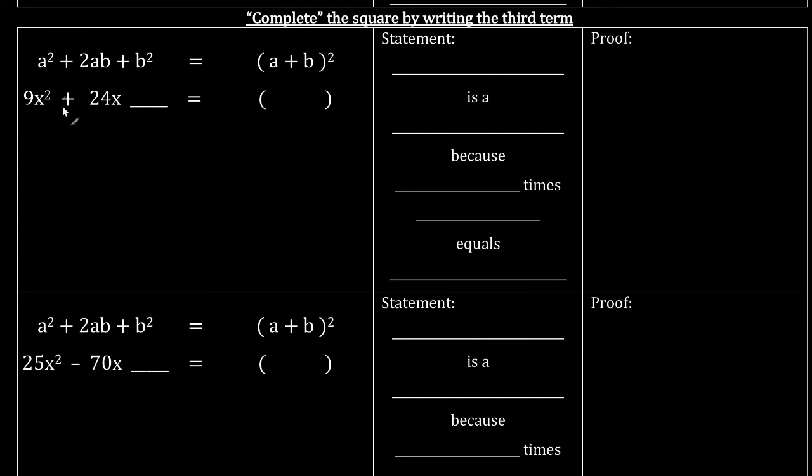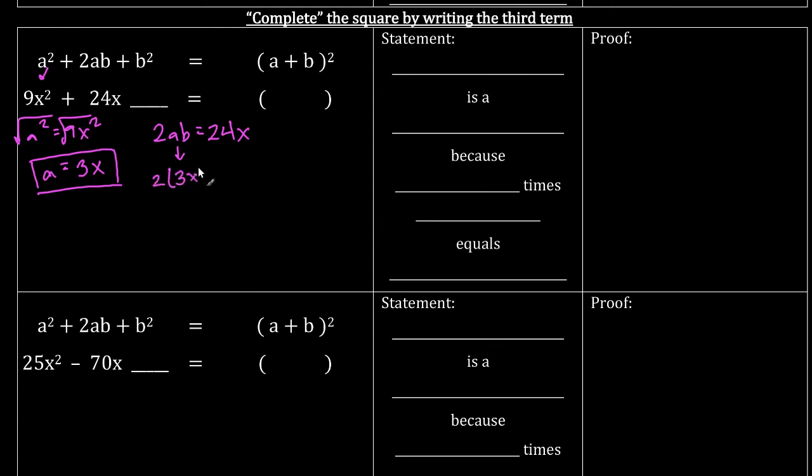Okay, so this time we're missing the third term right here. We know that a squared is 9x squared. So that means a, if we take the square root, the square root of 9 is 3, the square root of x squared is x. This time, though, we don't know b squared. We know what 2ab is, though. 2ab is 24x. And we know what a is. We know that a is 3x.